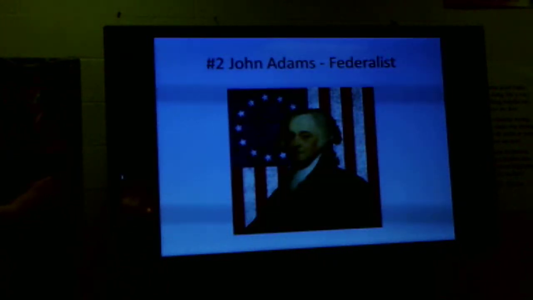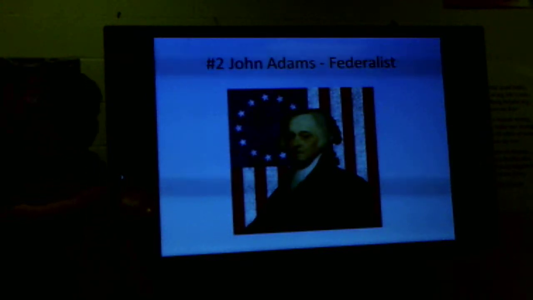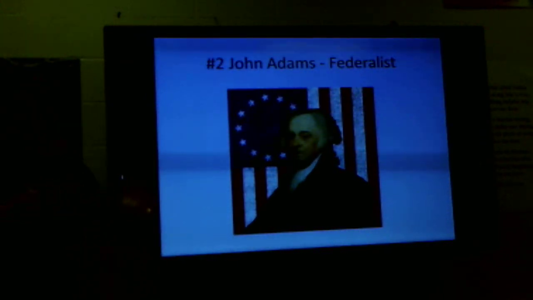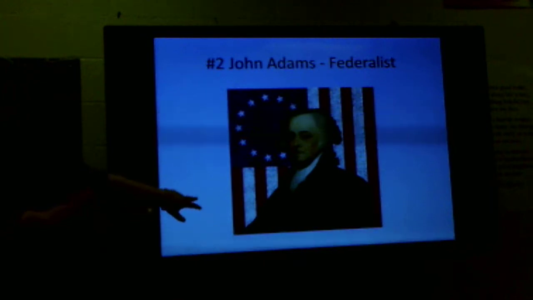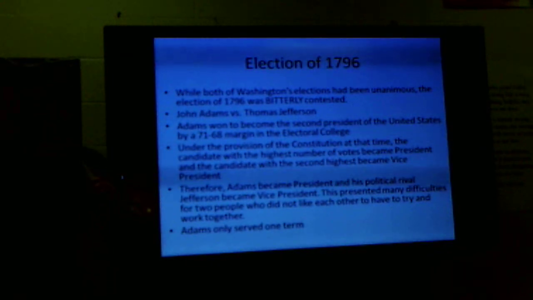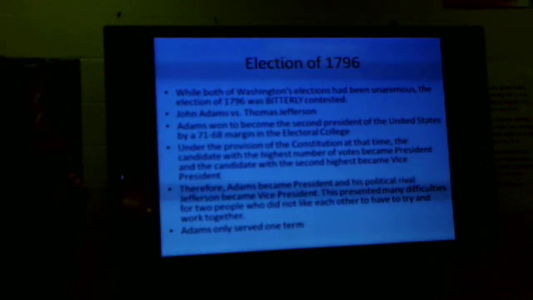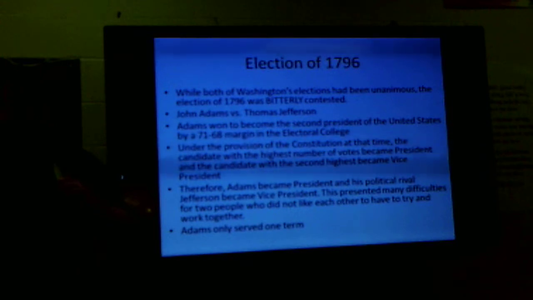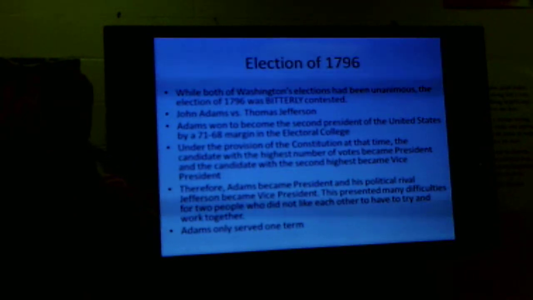Our second president is John Adams. He's a Federalist. He was the first vice president of the United States under George Washington. Now, while both of Washington's elections had been unanimous, that means everybody voted for George Washington, that was not true after him. The election of 1796 was bitterly contested, and it was John Adams versus Thomas Jefferson.